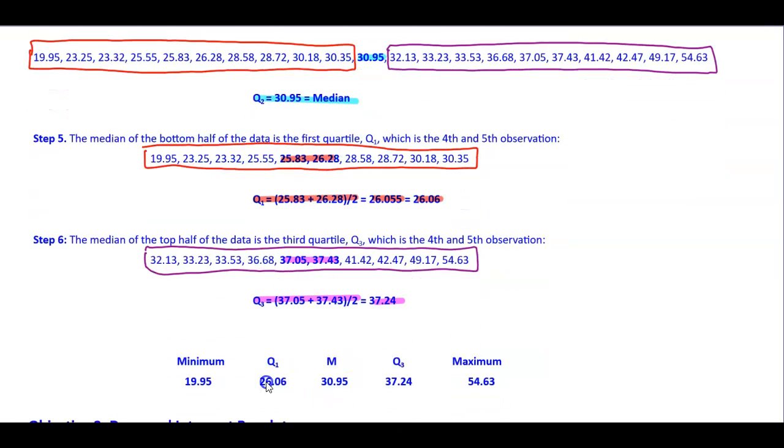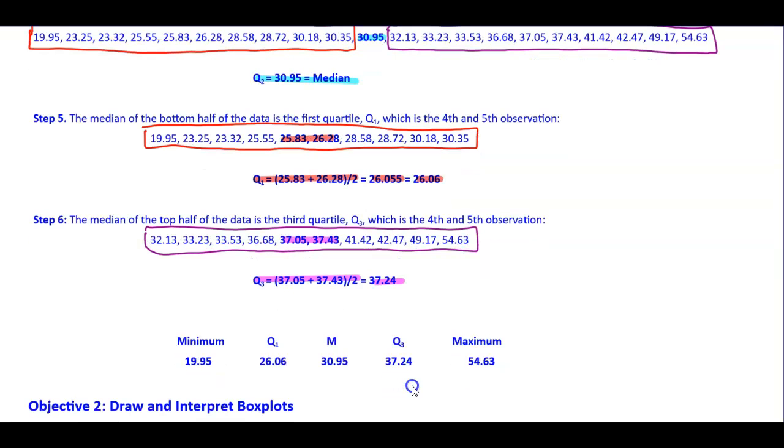So what we determine now is the minimum, which is 19.95, Quartile 1, which is 26.06, the median, which is 30.95, Quartile 3, which is 37.24, and then the maximum of 54.63.